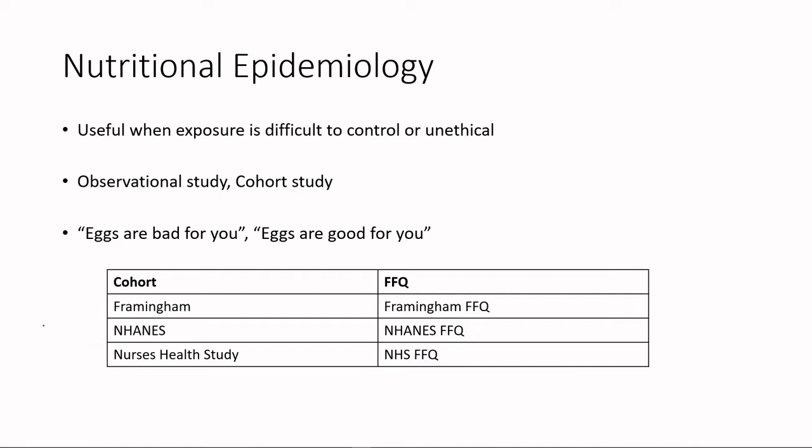In the media, you can typically recognize when data is from an epidemiological study when they use broad nutritional recommendations such as eggs are bad for you or eggs are good for you. Also, for some examples of some famous cohort studies or epidemiological studies, we have some listed here: Framingham, NHANES, and the Nurses' Health Study.